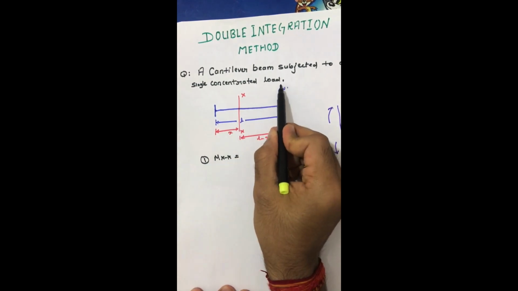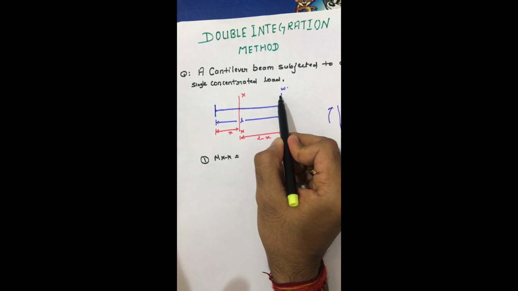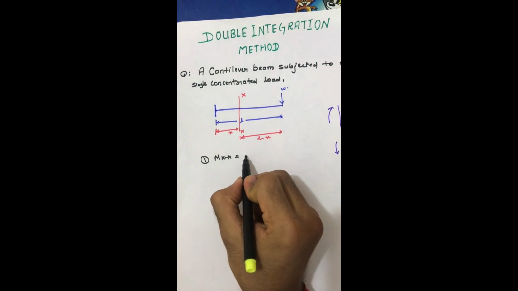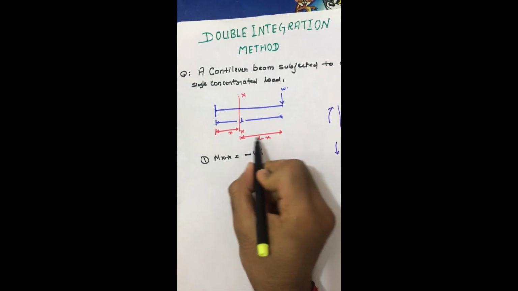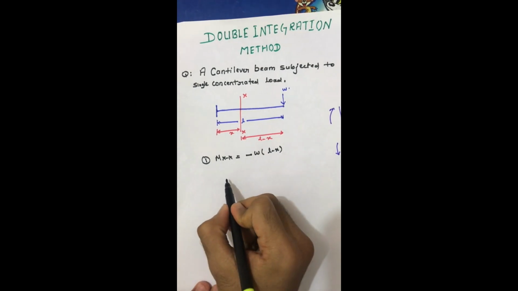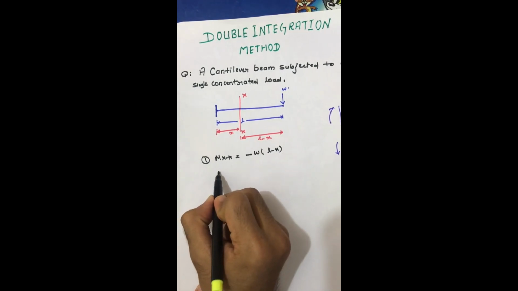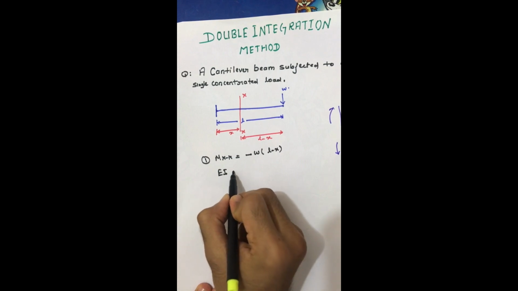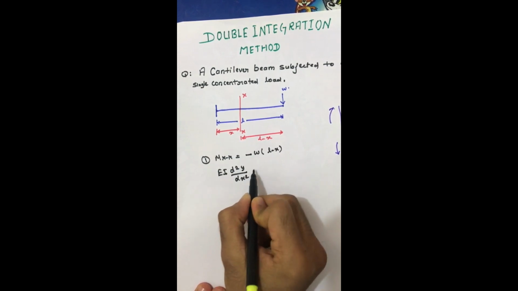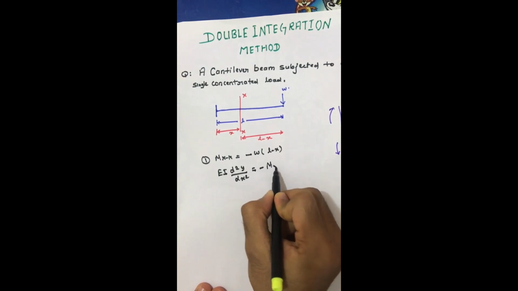Since this load is acting to the right of the section and it is going downward, we have to take it as negative: minus w, and its distance is L minus x. And we know that one equation is there: E into I d square y by dx square is equal to minus of Mx.